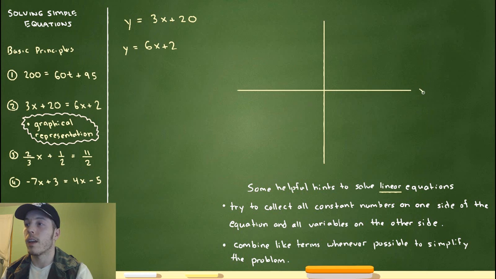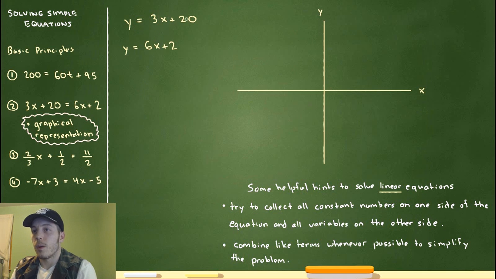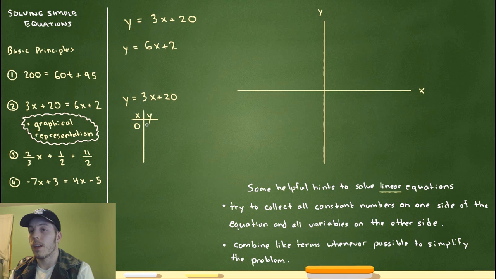So there's our Cartesian plane. We have our x-axis and we have our y-axis. Now y is equal to 3x plus 20. I know this is a line, and to graph a line, we just need two ordered pairs, and that'll do it. So if x were 0, I know y is going to be 20. If x were negative 5, then we have negative 15 plus 20, which is positive 5.